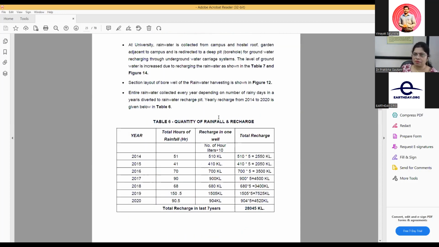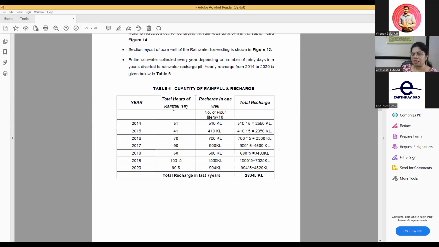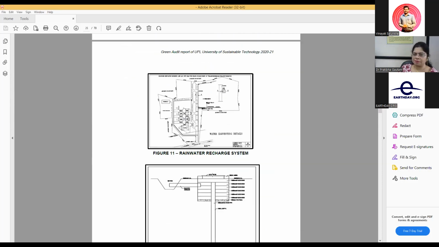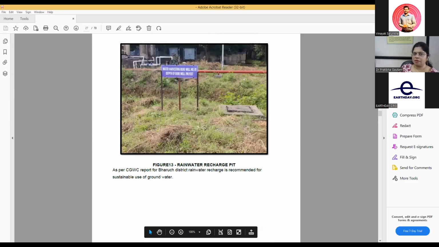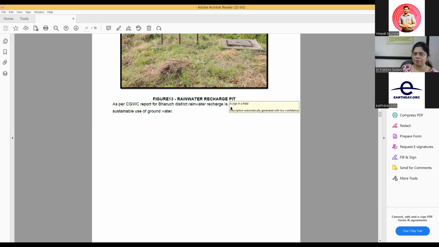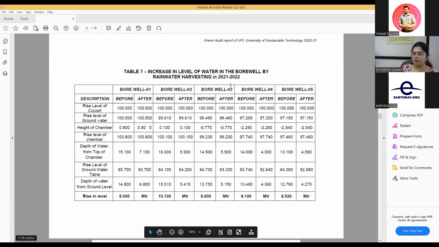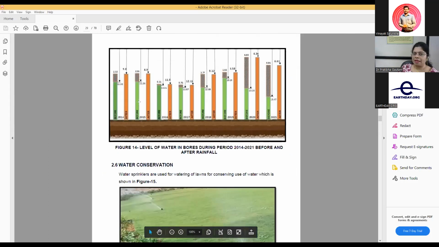We have a good system of rainwater harvesting over here. Year-wise, how much rainfall there was and how much recharge has been done, the map of that recharge process, and different photographs showing the bores where the recharge is being done. The data on different borewells, how the situation was before and after, is given. Again, the data on water levels in different bores from 2014 to 2021 shows the earlier situation and how the groundwater levels have increased.